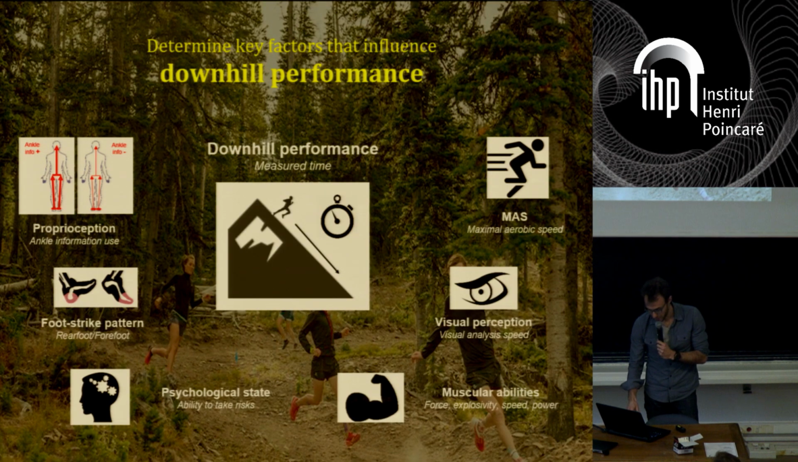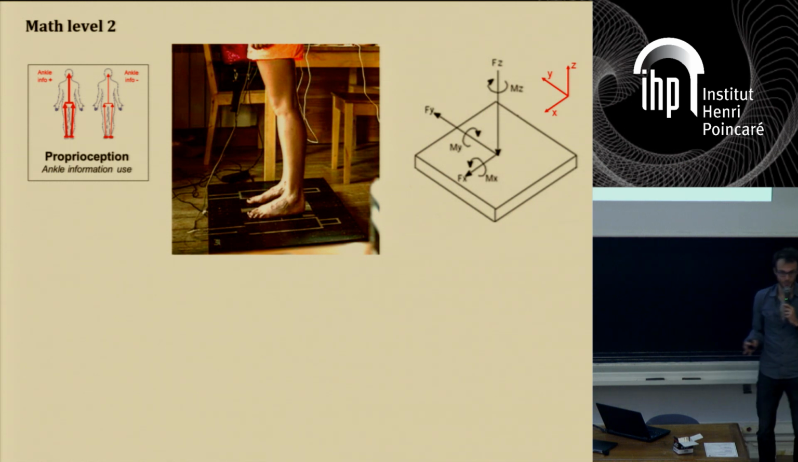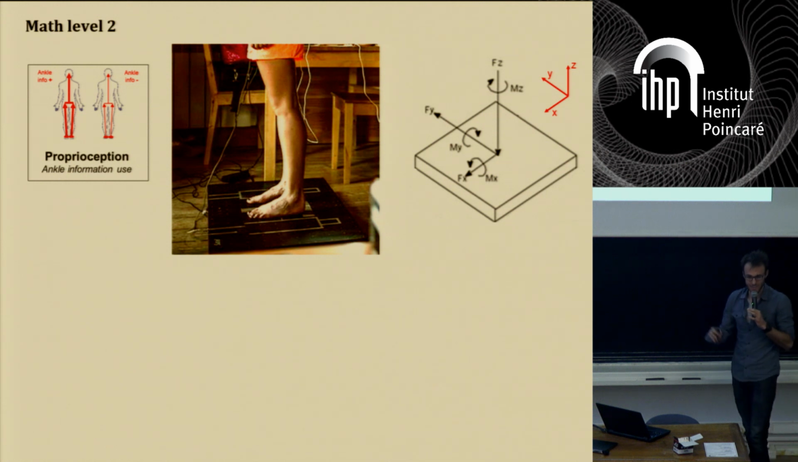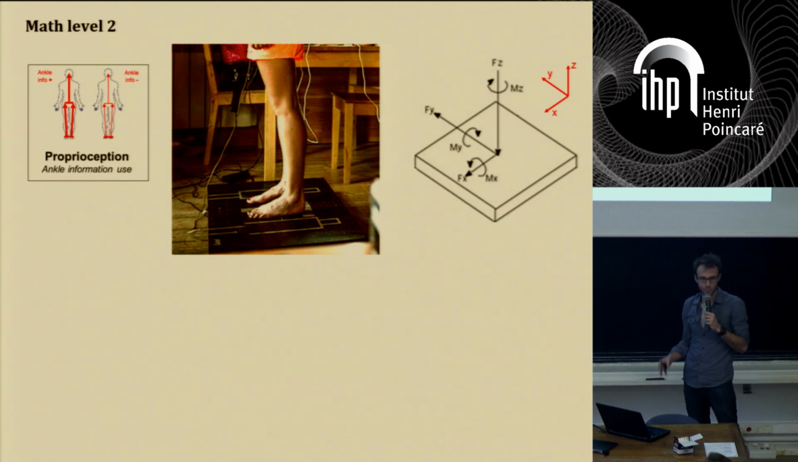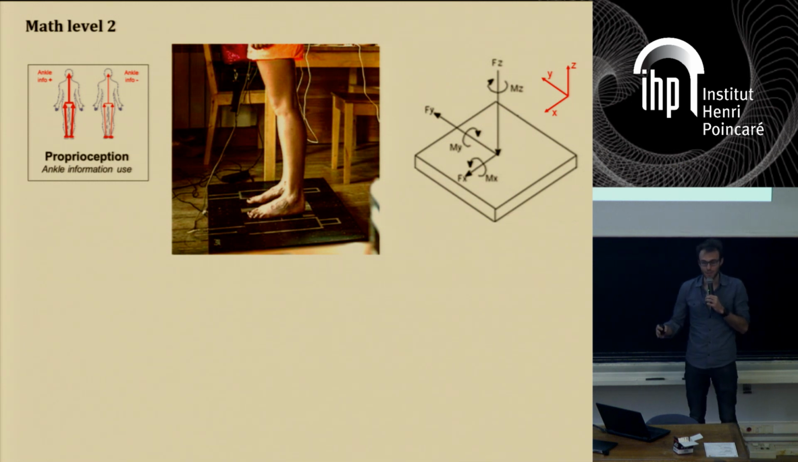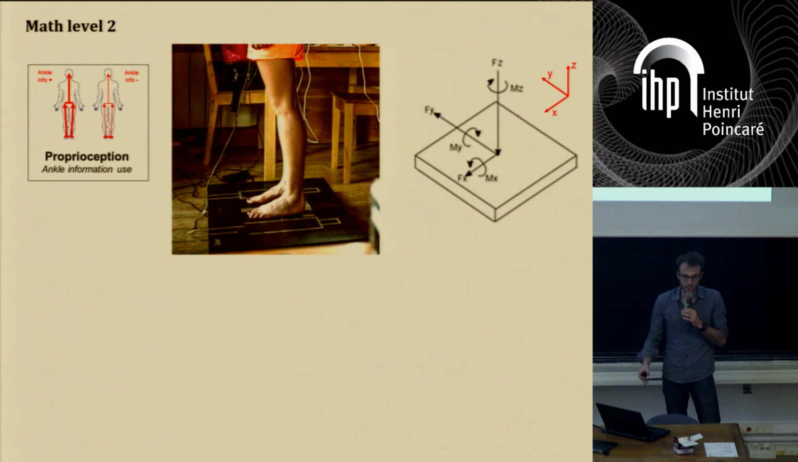The second example I wanted to focus on is the proprioception. Basically, here what we want to do is see if the different runners use differently the information given by the ankles, the proprioceptive information given by the ankles. Proprioception is the information used by the system to locate itself in the environment. It's used for motor control, and the hypothesis was that maybe faster runners downhill would use the ankle information a little bit more to control those movements.